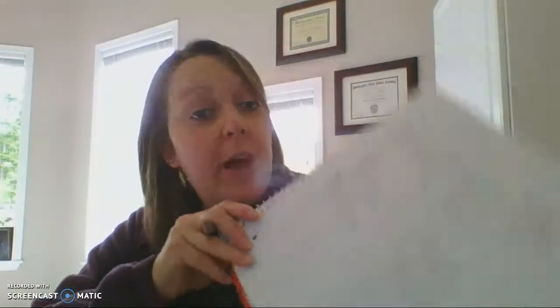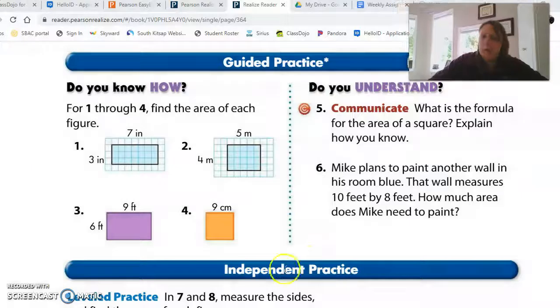For number 5, let's go ahead and look at the question. Now we have to be thinking a little bit. What is the formula for the area of a square, and explain how you know? So really we just did that. Number 5 is area equals length times width. Now they're saying, but how do you know?